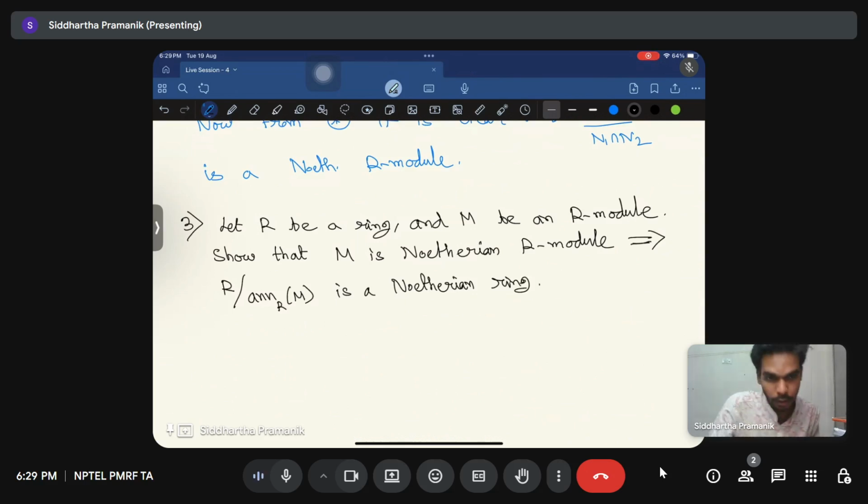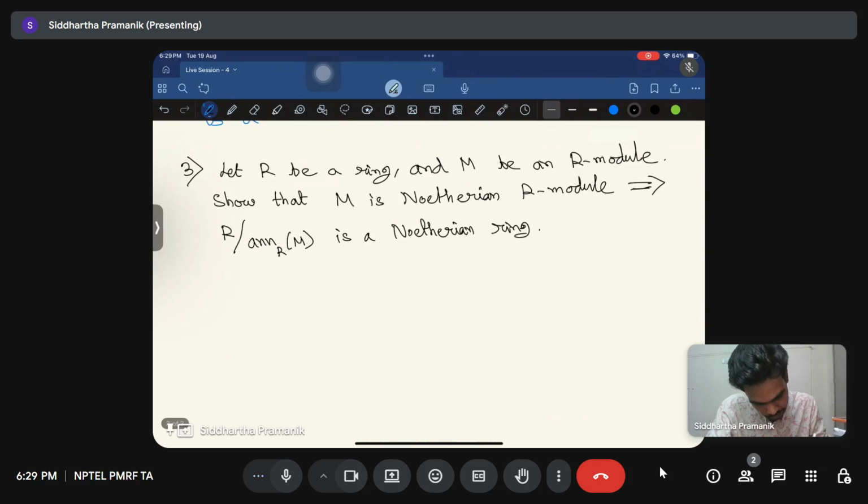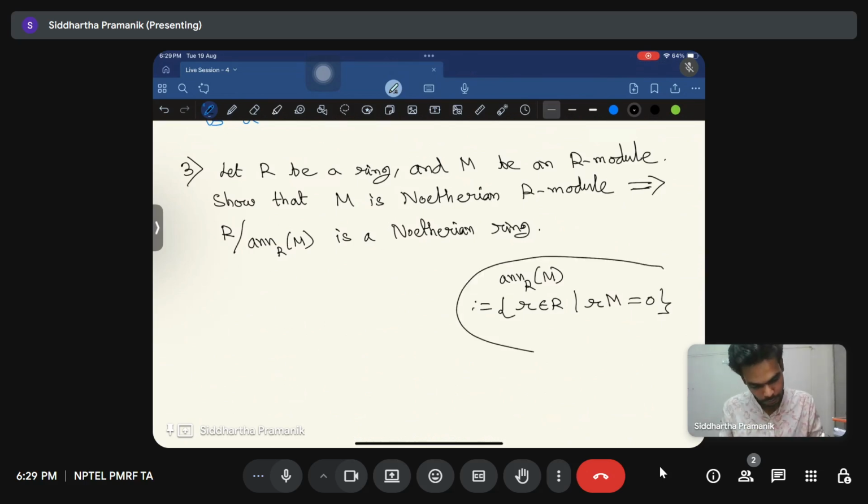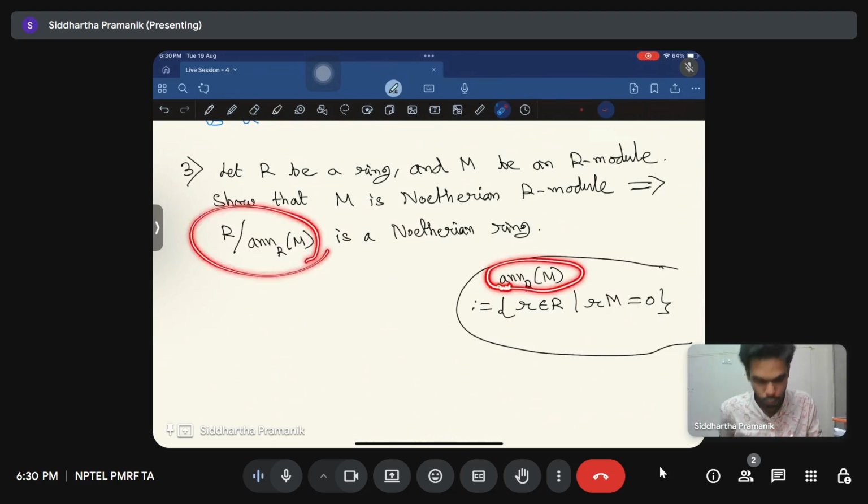Okay, so I should recall the definition of the annihilator of a module. So I will write it here. The annihilator of M in R. So this is basically the set of all those elements of the ring R such that R annihilates the whole module M. Means R kills M. So one can check that this is an ideal of the ring R, and M can be thought of as a module over this quotient ring also.